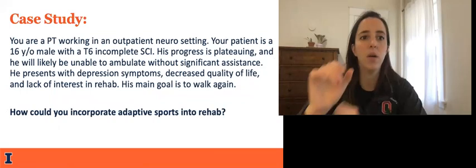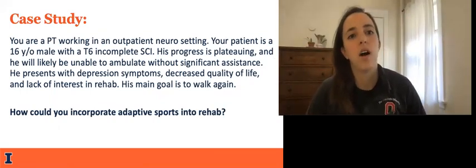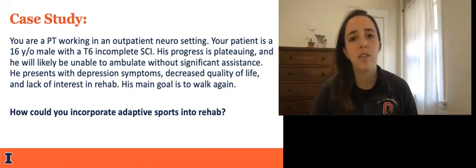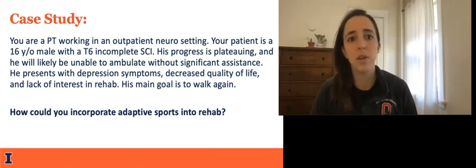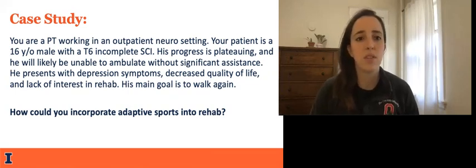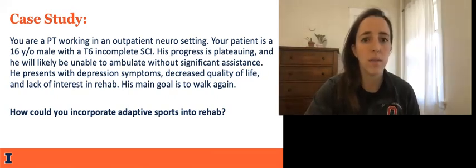All right, and we'll wrap it up with a case study. So in this scenario, you're a PT working in an outpatient neuro setting. Your patient is a 16-year-old male with a T6 incomplete spinal cord injury. His progress is plateauing, and he will likely be unable to ambulate without significant assistance. He presents with depression symptoms, decreased quality of life, and lack of interest in rehab. His main goal is to walk again.